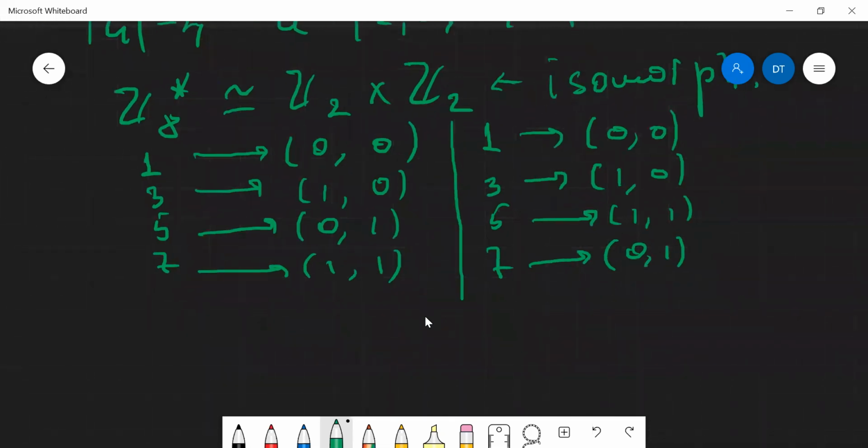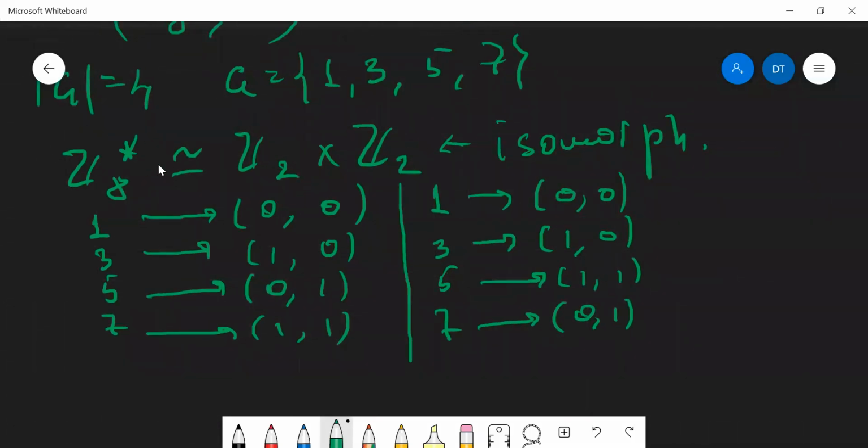And actually, all possible isomorphisms here look like that. You take any two elements from the set of 3, 5, and 7, and take one of them to the element (1, 0), take another one to the element (0, 1), and the third one goes automatically to the element (1, 1). And these are all possible isomorphisms between this group and this group.